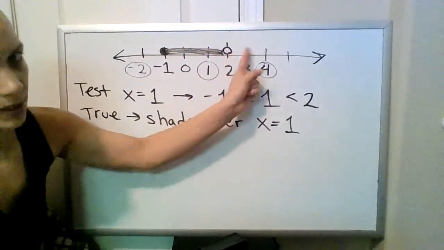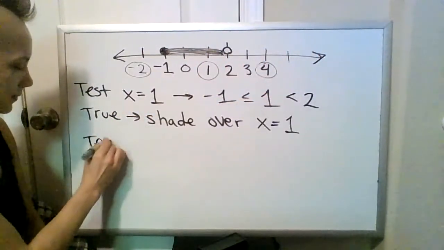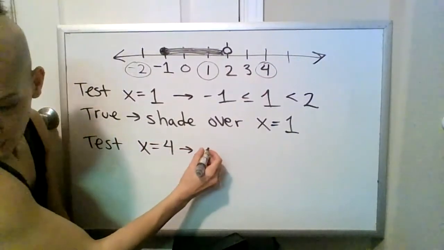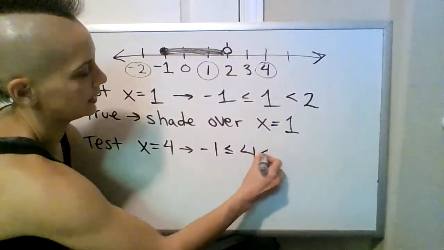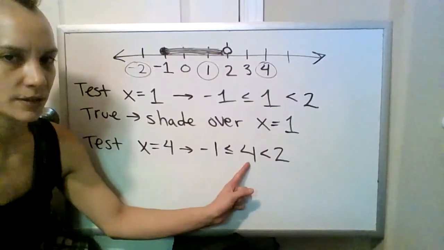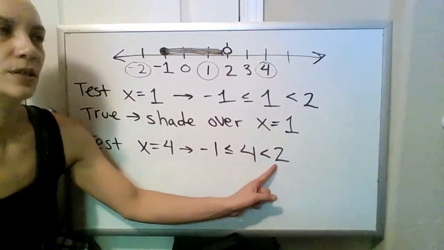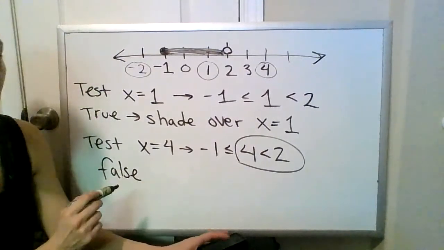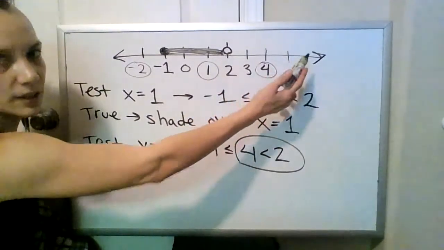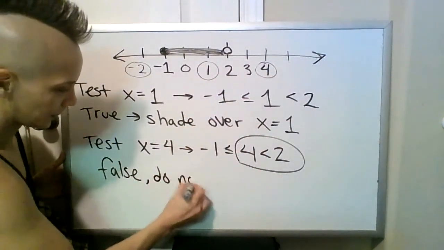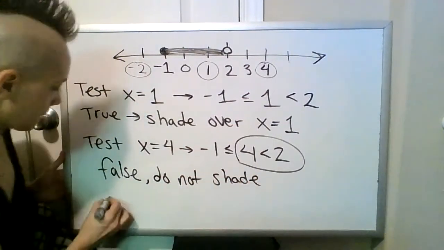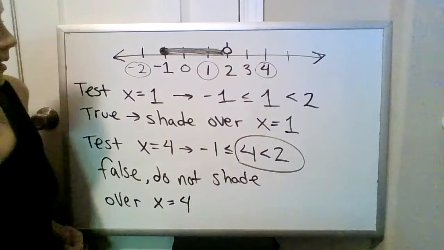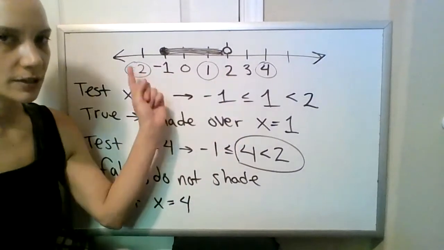And we're going to check if we need to shade this part over here. I picked x equal to 4. So -1 less than or equal to 4, and is that less than 2? So the first part's okay. -1 is less than or equal to 4, but 4 less than 2 is false. So we're not shading over that section. So we do have the correct graph. Graph is good.